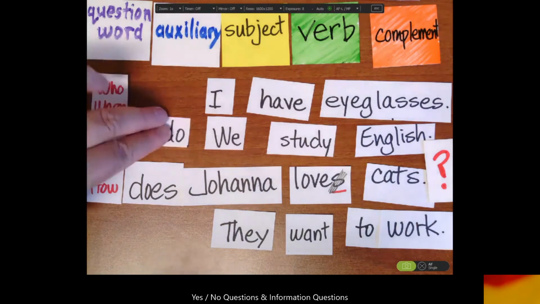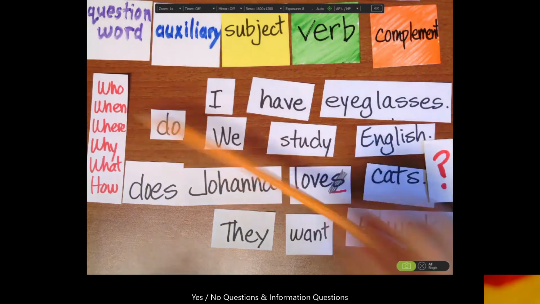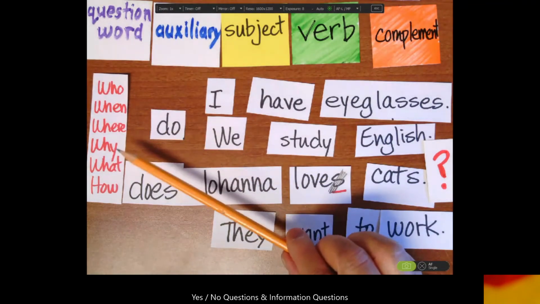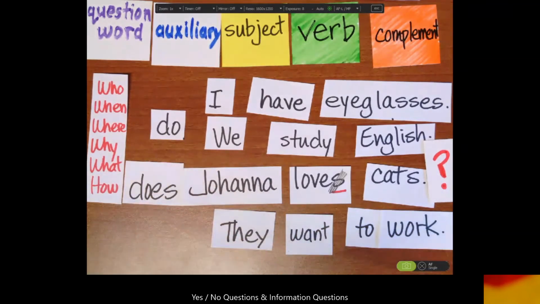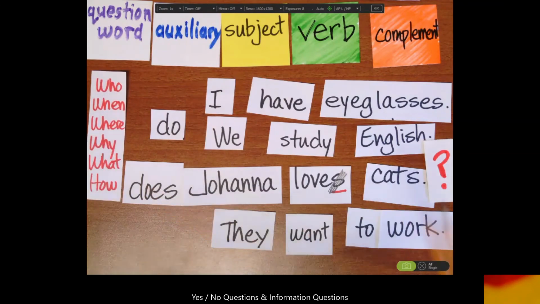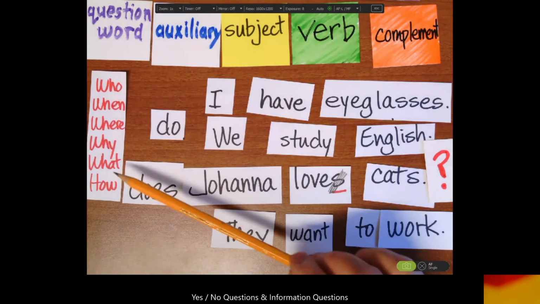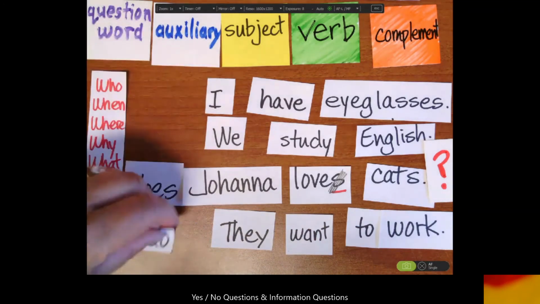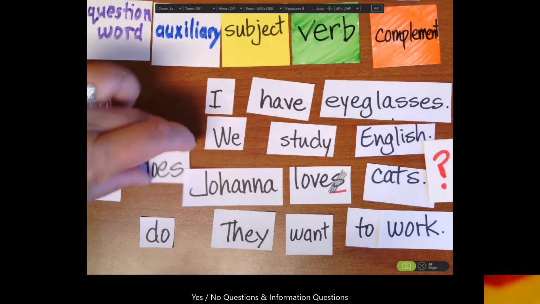Here, when do we study English? Where do we study English? Why do we study English? How do we study English? Those are all really good information questions. Does Johanna love cats? Add a question word. Why does Johanna love cats? How does Johanna love cats? Those are information questions. And let's take a look at this one as our last one.